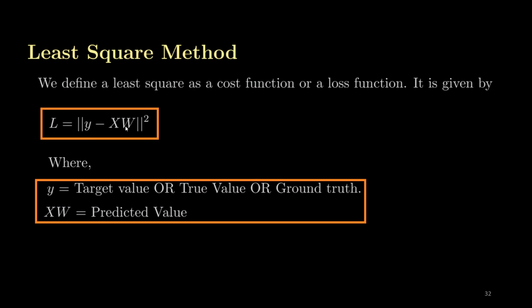Here y, x, and w are all matrices. So this least square method is set up in the form of matrices. Y is the matrix of target value, X is the matrix of feature, and W is the matrix of weight. If we multiply X by W, we will get the predicted value. So inside this double bracket, which is called the second norm of Y minus XW, and we are squaring it, we have the difference between the actual value, which is the target value, and the predicted value. So this is the way of setting up a least square method. This is a difference and we are squaring it.